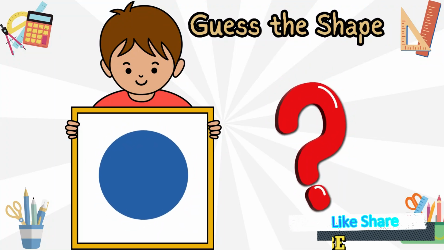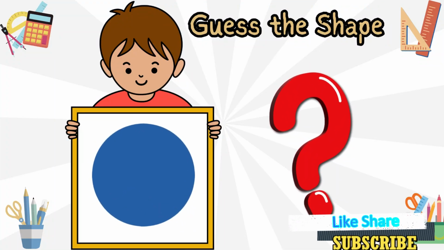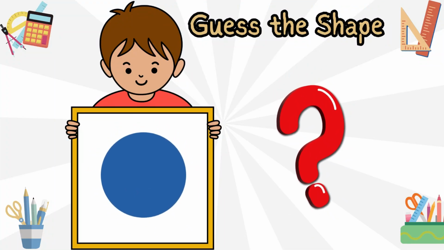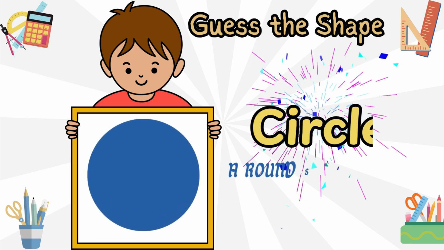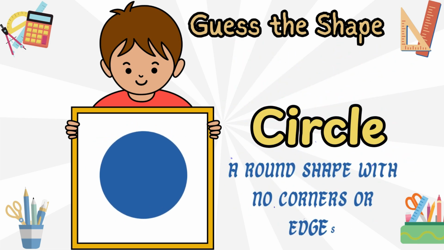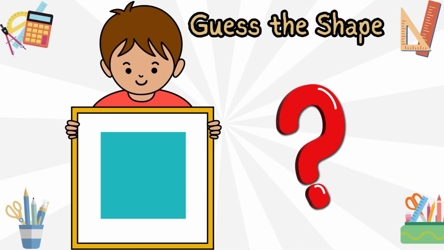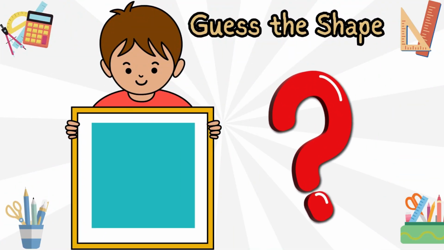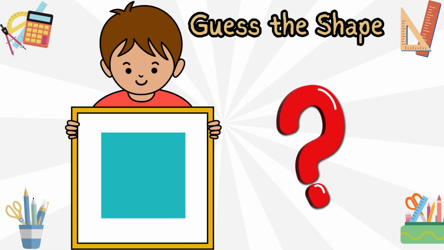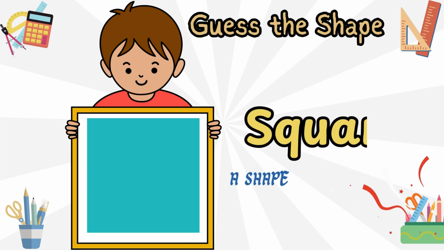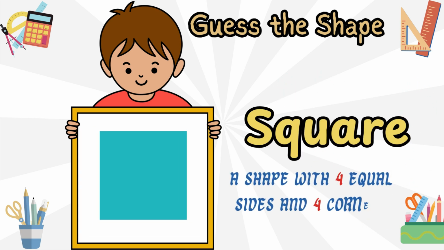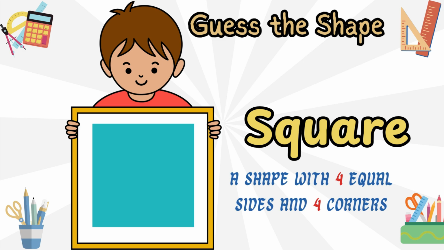What shape is this? Circle. A round shape with no corners or edges. This one. Square. A shape with 4 equal sides and 4 equal corners, 90 degrees each.